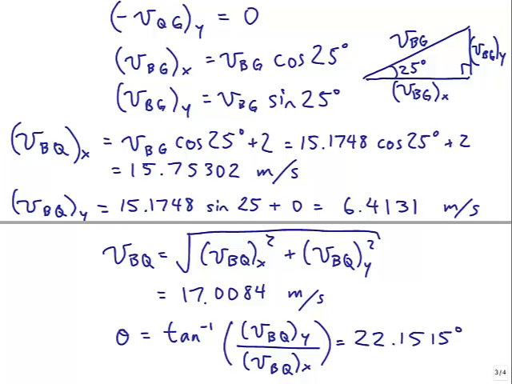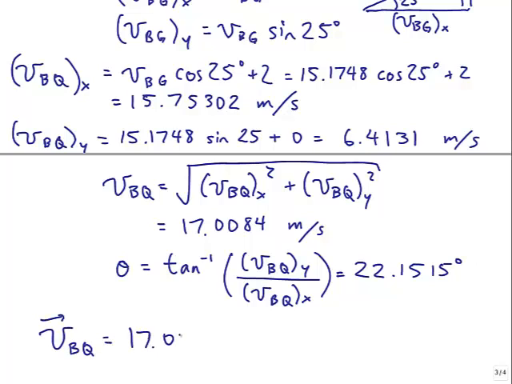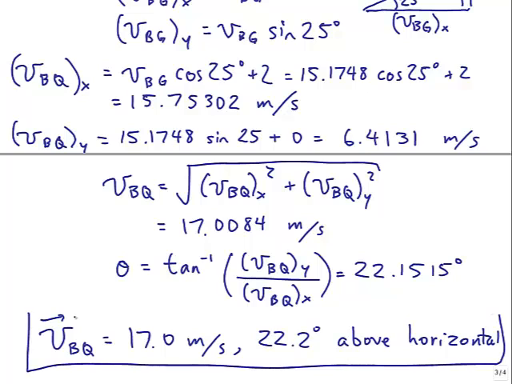22.1515 degrees. So to sum up, the velocity of the ball relative to the quarterback is 17 meters per second, 22.2 degrees above horizontal towards the right.